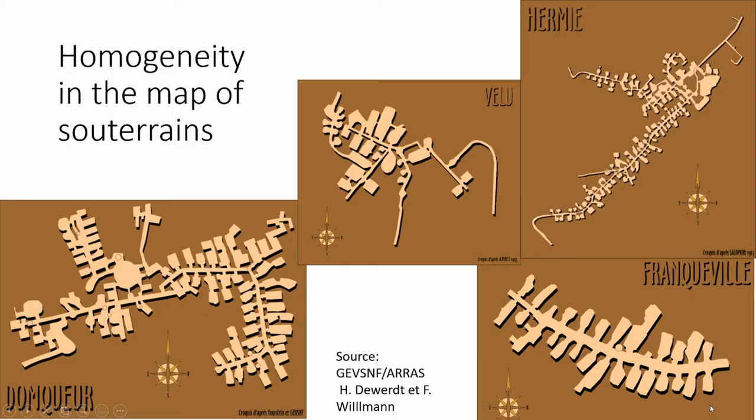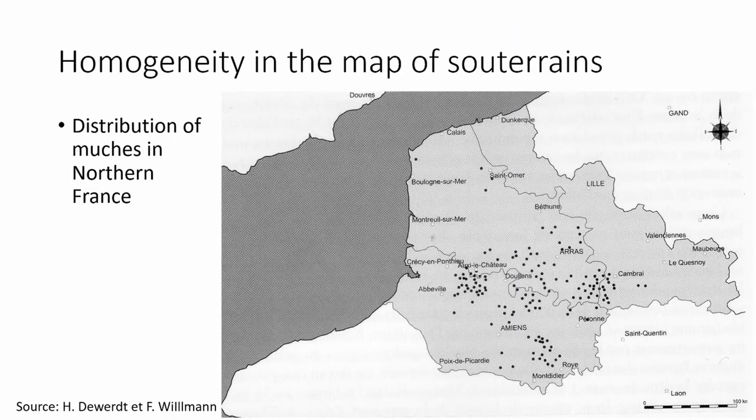I will go to the homogeneity of the map of souterrains. What is quite interesting to see is how we have this homogeneity. You see, these are different maps of souterrains in northern France. They all have this street, these lateral cells, and you have several streets, but they all have the same type of map, and we have 100 of them. That's the point. These are all the dots where we have found this type of souterrain, and we believe there were many more than that.